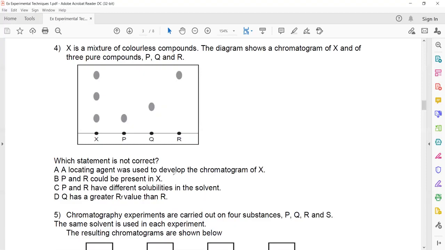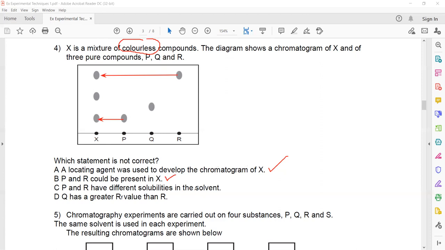A locating agent is used to develop the chromatogram of X. That's true. Why is it true? Because they mention it is a colorless substance, and for a colorless substance we use a locating agent. P and R could be present in X. So how can we identify? You can see the spot of P is there in X and the spot of R is also there in X. So it means P and R could be present in X. That is true or correct.